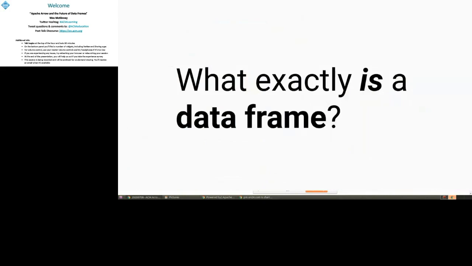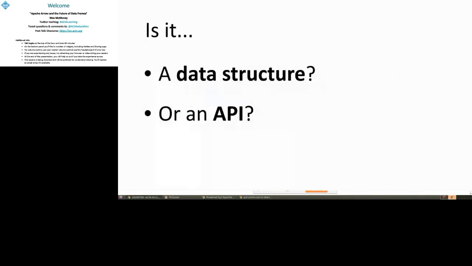Some of you may or may not be familiar with the term data frame, and often the term does get thrown around quite casually, and it means different things to different people. So I wanted to try to give a definition of what is meant by the term data frame and how it differs from some of the other analytical tools that you might be familiar with.